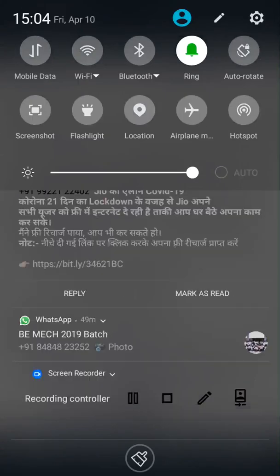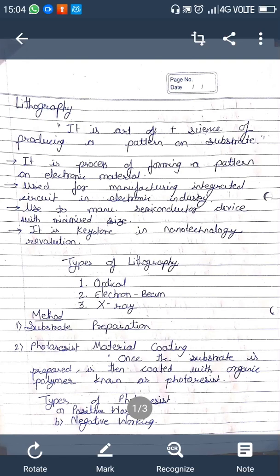Here we come again to the point. In the electronics industry, lithography is referred to as the process of forming a pattern on an electronic tool. It is generally used for manufacturing integrated circuits. Lithography is a process used to manufacture semiconductor devices with minimized cost. Semiconductor devices are also very important in electronics. So to manufacture them at a reduced price, minimizing size and cost, we are using lithography.